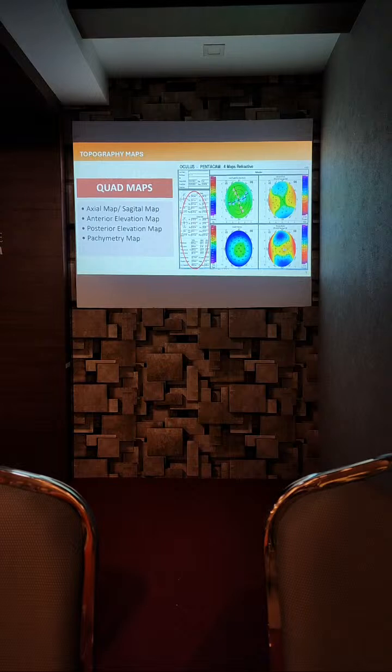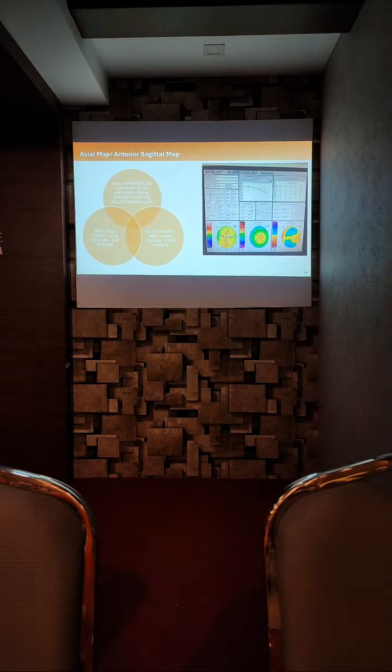So the next section is quad maps. You can see the printout on the first page itself. There we can see 4 maps: the axial map or sagittal map, the anterior elevation map, the posterior elevation map, and the pachymetry map. First of all, coming to the axial map, that is the anterior sagittal map. That signifies basically the curvature of the anterior surface of the cornea.